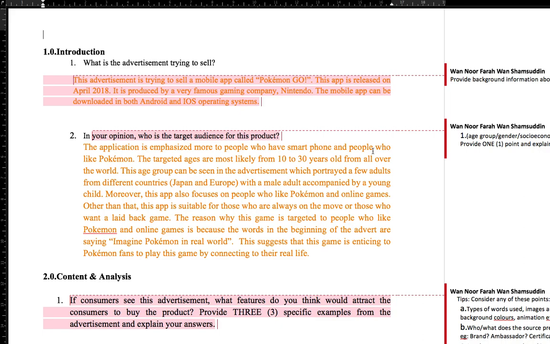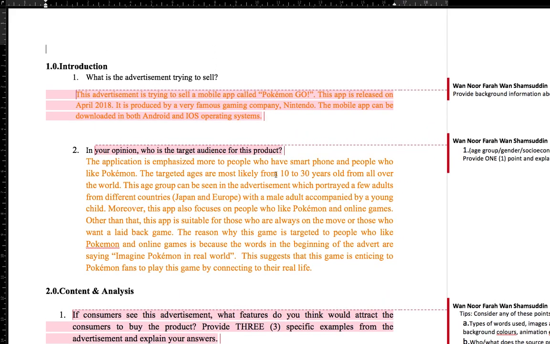Okay, so this is just an example. As I mentioned, whenever you give a point, and obviously I have given quite a lot of points here, always back up your points. For here, I'm saying that this age group is between 10 to 30 years old. How do I know it? Because in the advert itself, there are people from different countries. We have people from Japan, and I think 2 more separate people in different scenes that are from, I don't know where, so I'm assuming it's Europe.